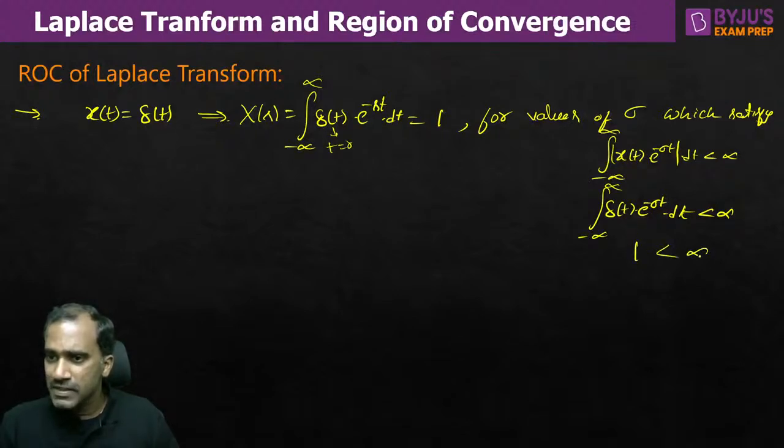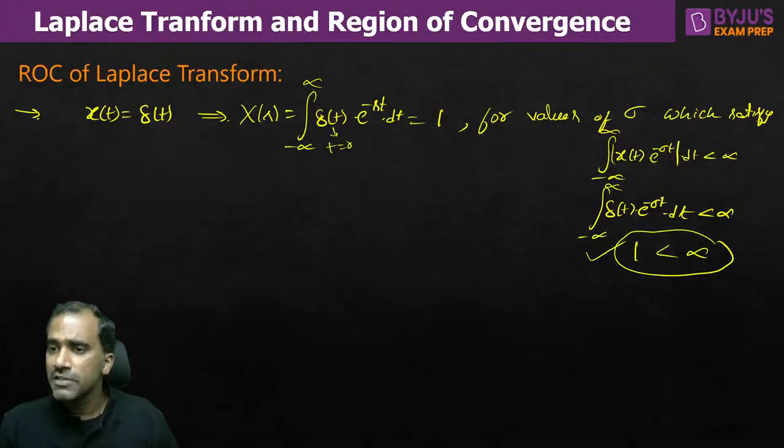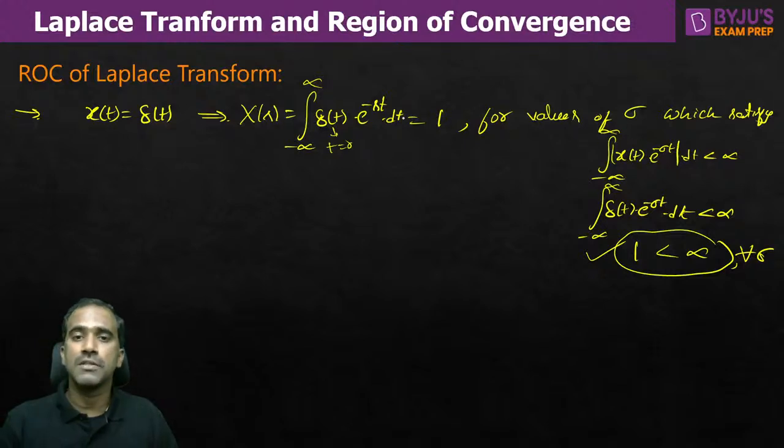So is 1 always less than infinity? This is correct now. For what values of sigma is this condition happening for the impulse signal? For all sigma, right? If you put sigma equal to 0, minus infinity, plus infinity, for any value of sigma, this condition is being satisfied. So for all values of sigma.